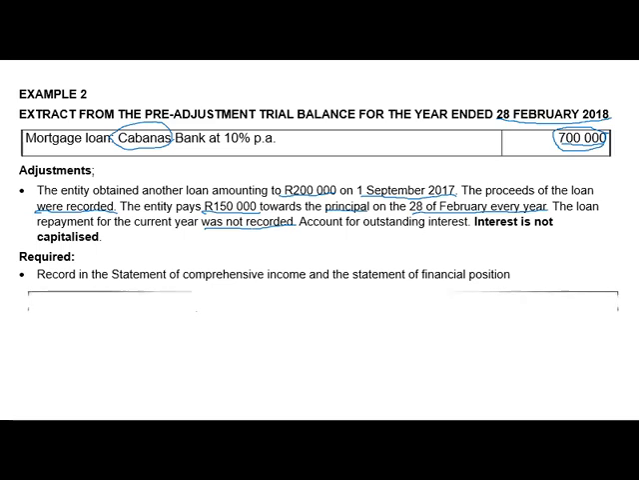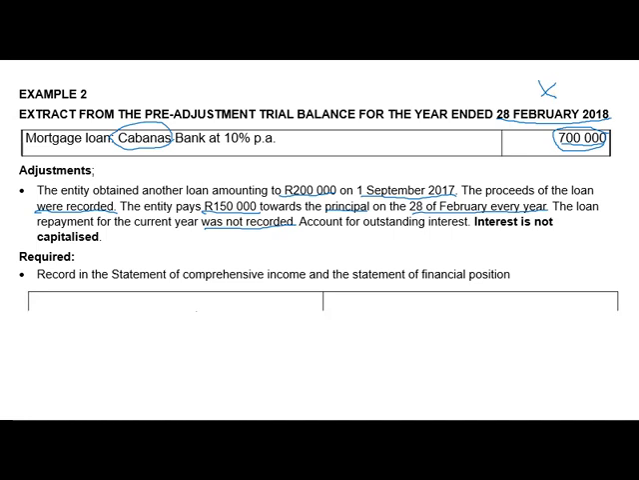Here's the thing. We have 700,000. It would have meant that 700,000 excludes 150. When was that 150 paid? It was paid right here, meaning that we will need to find the balance on the 28th of Feb before the repayment. So we are going to take 700,000 plus 150. And then to work out the opening balance, what are we going to do? That 850 minus 200 to get the opening balance.